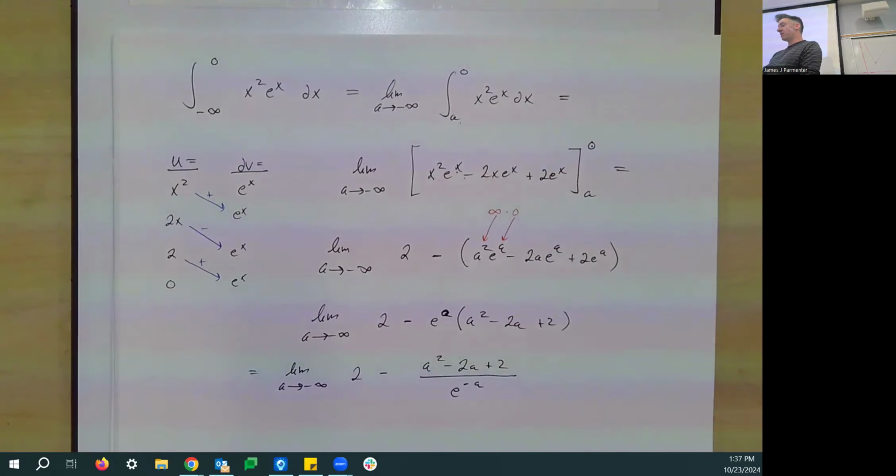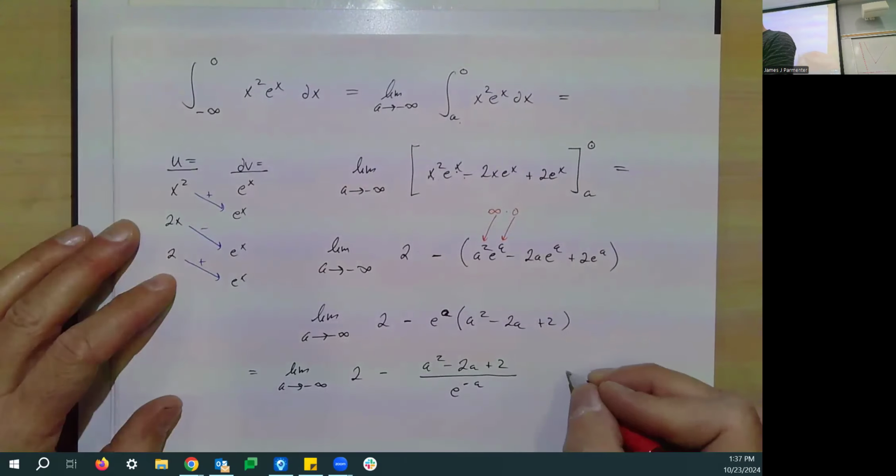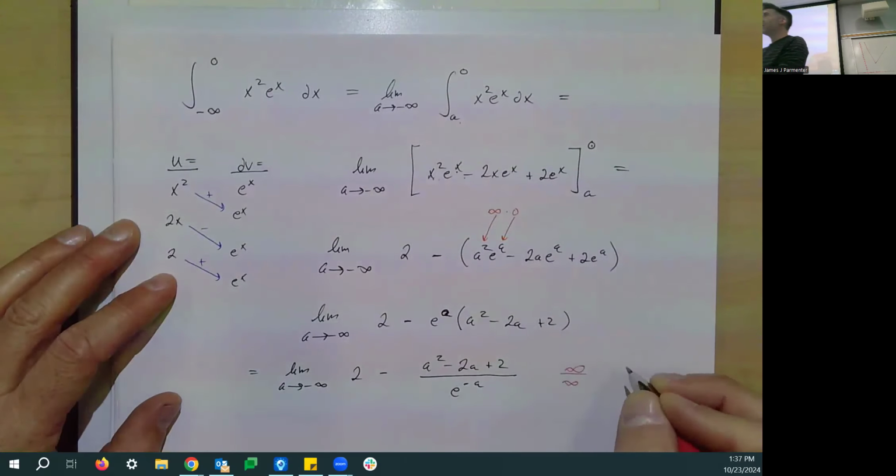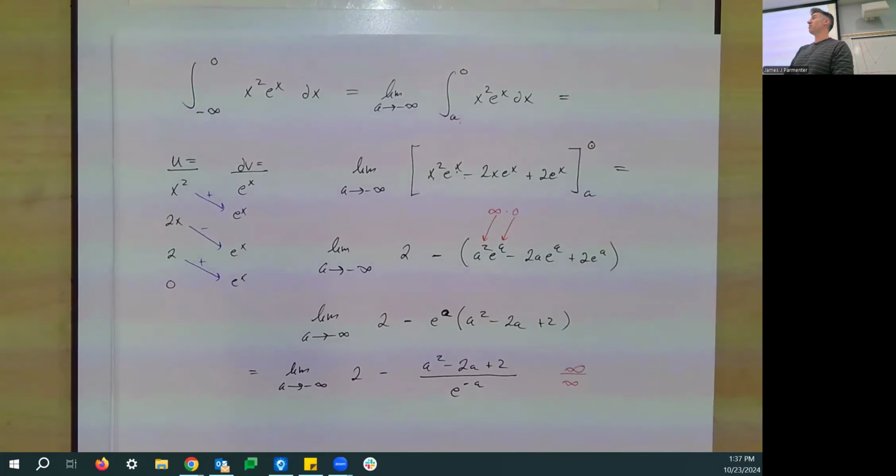So why have I written it this way? Because now my numerator is going to infinity in some sort of way. Actually, it's going to positive infinity, right? Negative infinity squared minus 2 times negative infinity is an infinity plus an infinity, which is infinity. And my denominator is going to e to the negative infinity, which is e to the infinity, which is infinitely large. So what we have here is an infinity over infinity. And when you have an infinity over infinity limit, we can use L'Hopital's rule.